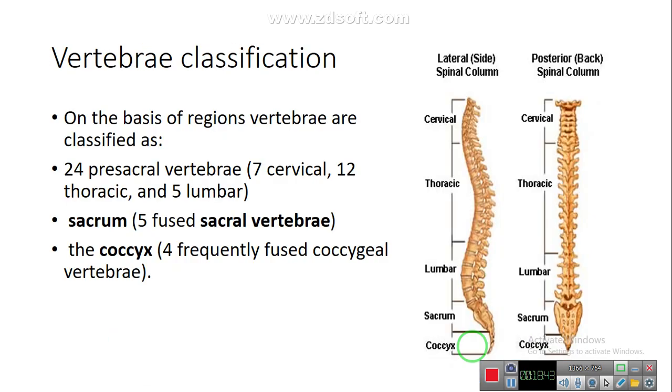So this is all about the axial skeleton. I will further explain the appendicular skeleton in my next part of the presentation.